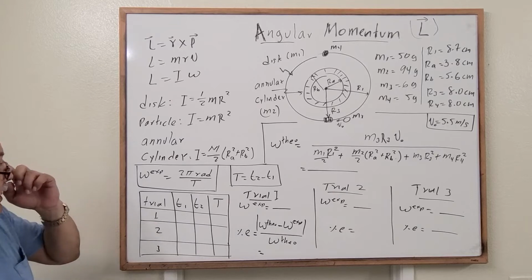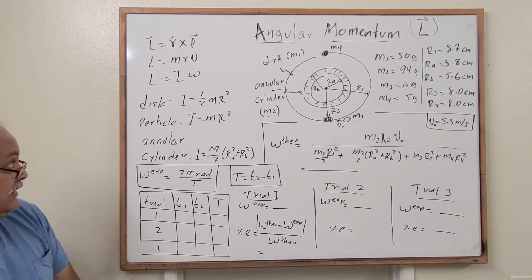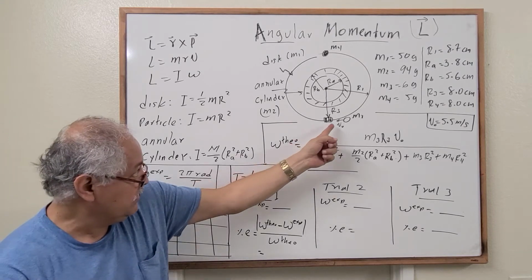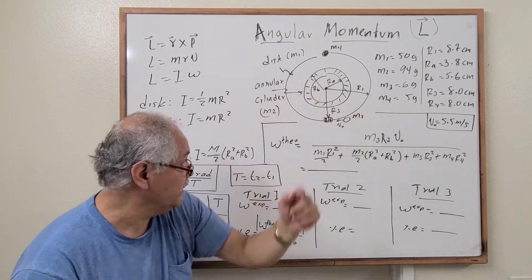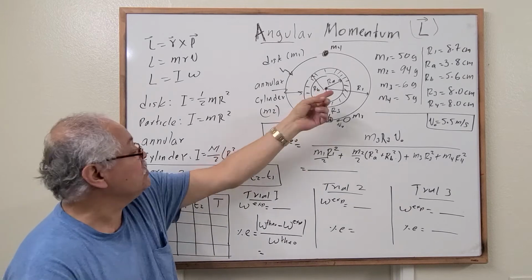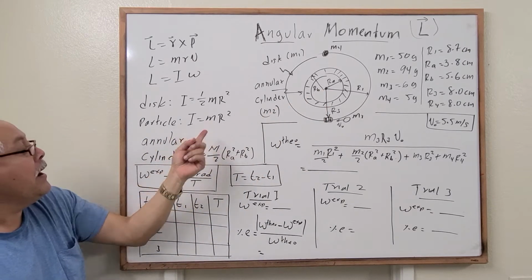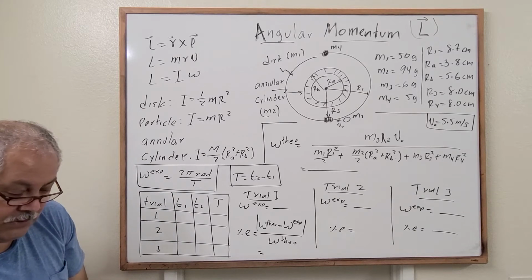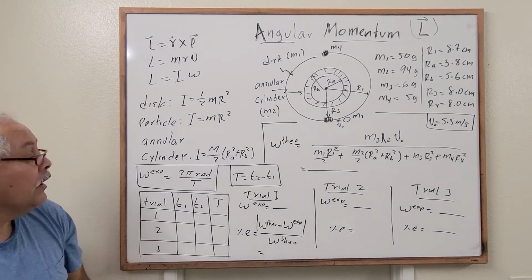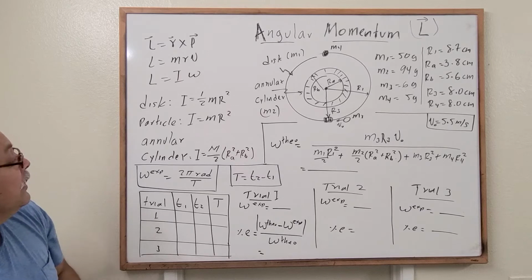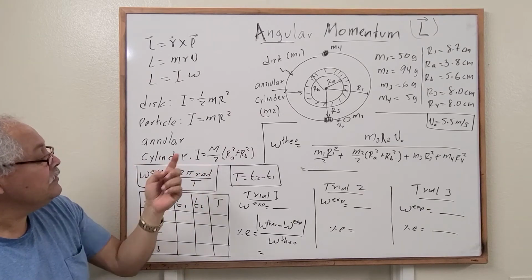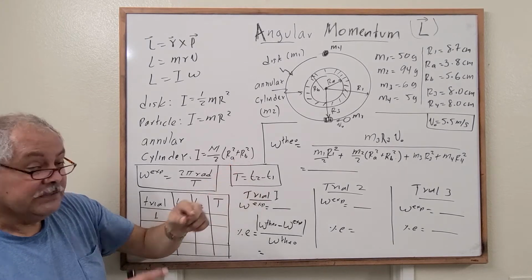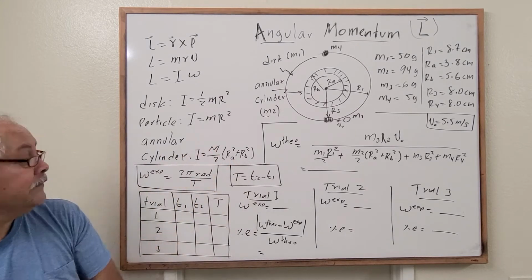Okay, perfect. For a disk, the moment of inertia is 1/2 mr squared. For a particle, in this case we have two particles rotating at that distance from the axis of rotation, it's going to be mr squared. Also, we have the angular cylinder, I'm using this masking tape, and it's equal to mass divided by 2, right, times the interior radius squared plus the exterior radius squared.